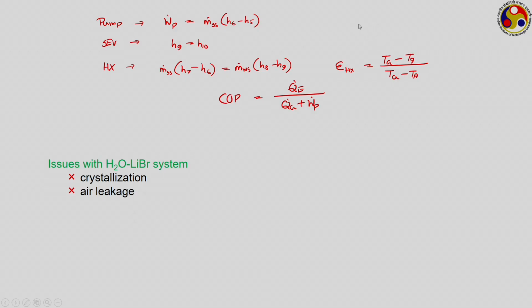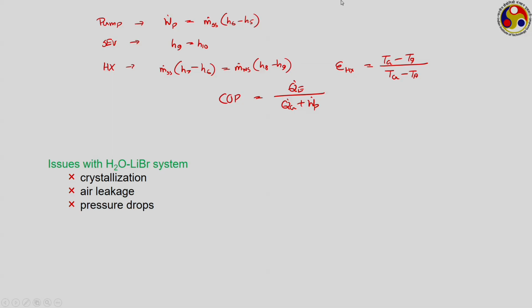Then there can be an air leakage problem. The water lithium bromide system always works under sub-atmospheric conditions at both condenser and absorber and also in the evaporator. Therefore, it is possible that air can leak into the system, and we have to be very careful to protect the system from air leakage, though it can't be avoided completely. Only by frequent maintenance maybe we can get rid of this or eliminate its effect.